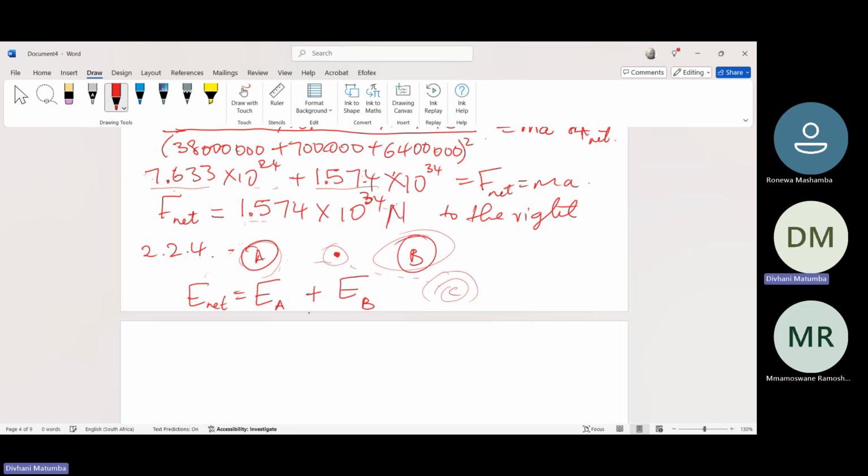It will contribute to the electric field. It will produce an electric field, and that electric field will be felt by a point charge or a test charge that you put in between the planets. But anyways, let me remove C. So what is the electric field produced by A, Mamswan? The formula of the electric field produced by A.